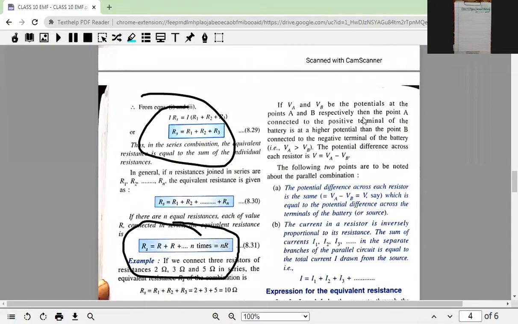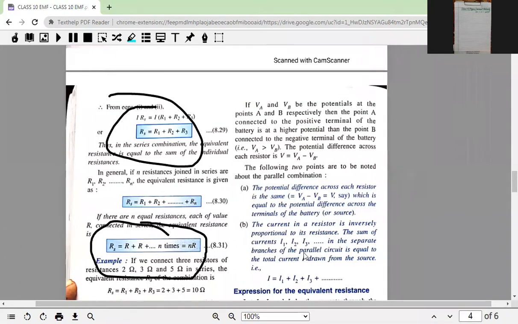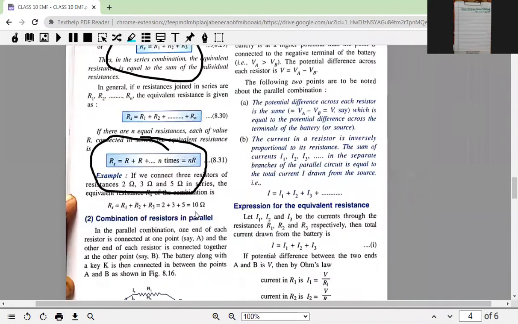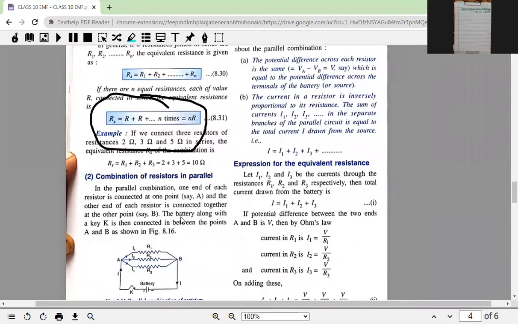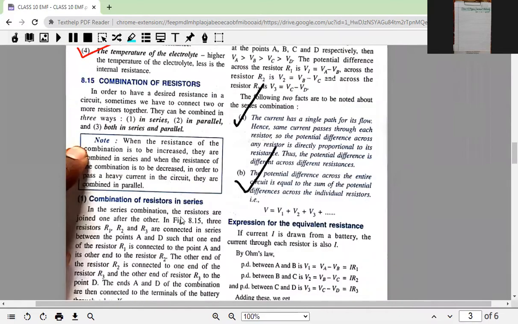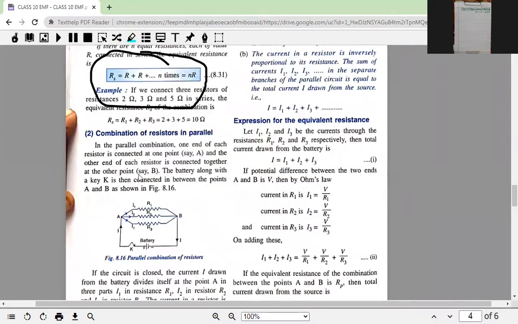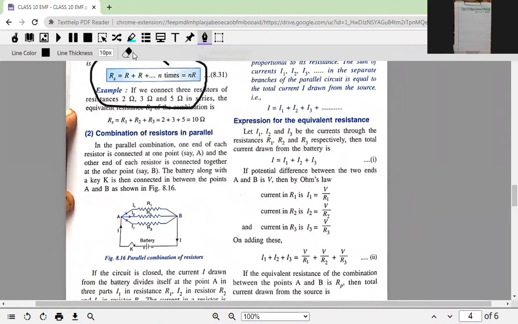You can see here, I explained up to here. The series combination of resistors, this I explained. Now from the parallel combination. Today we will start from the parallel combination of resistors. It's clear.